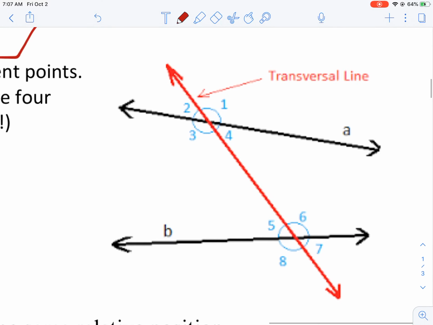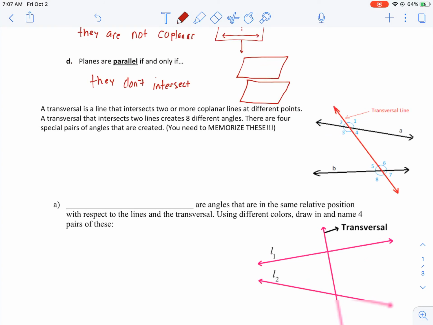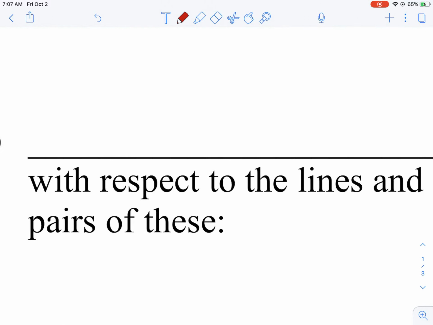So this is a transversal, this red line, all right? It's intersecting 2 lines, and you can see how it creates 8 different angles. It creates 4 angles up here, and it creates 4 angles down here, okay? And what that does is it creates 4 different angle pairs that we're about to talk about, okay? And these angle pairs are what we're going to be doing for the next couple chapters. All right, the first angle pair that we're going to talk about is called corresponding angles.